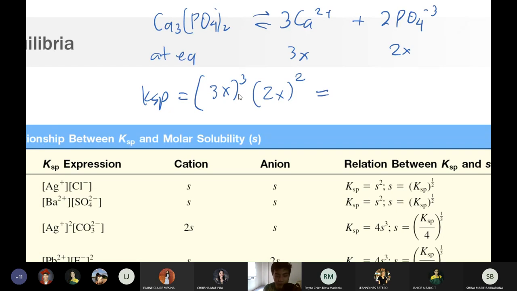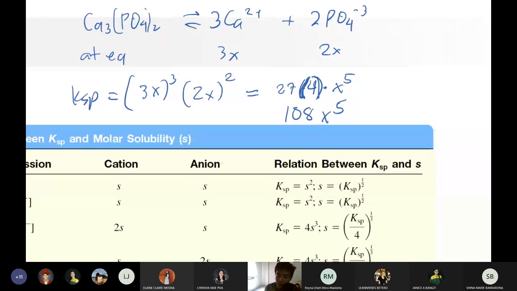So what is 3 cubed? 3 cubed is 27 times, what is 2 squared? 4. Times, we have x cubed and then x squared. Pag sinamahin mo sila, you will get x raised to 5. Okay? 27 times 4 pala. Times pala yan. So when you multiply 27 and 4, that is equal to 108.